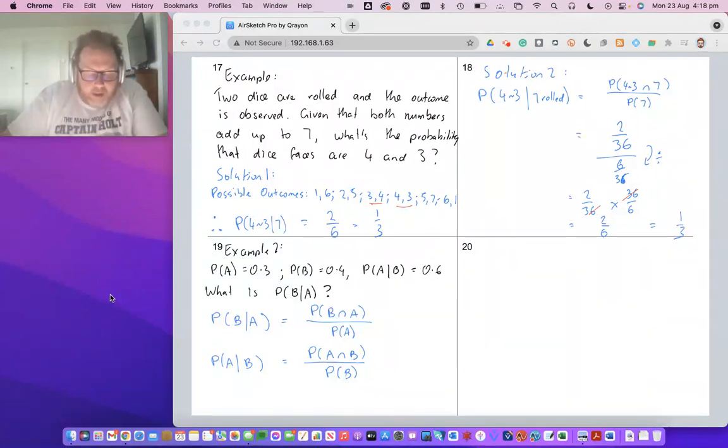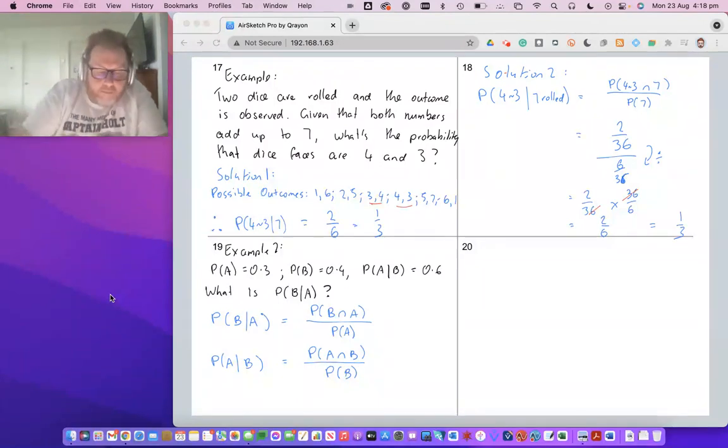So the probability of A is 0.3, the probability of B is 0.4, and the probability of A given B is 0.6. And we're asked to work out what the probability of B given A is. It's not the same. So you can't just flip the A and the B around. So we need to be able to work out a few things.